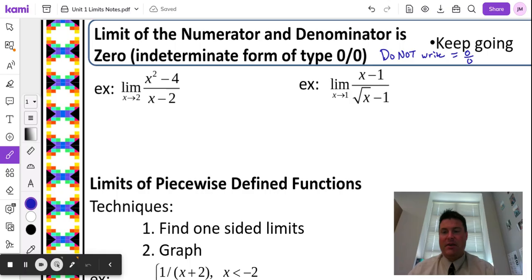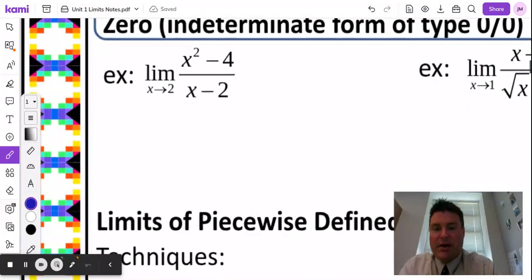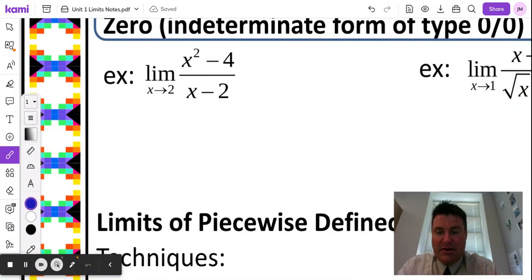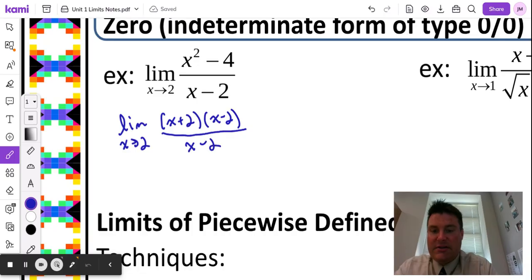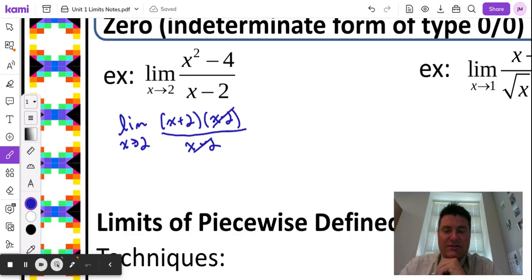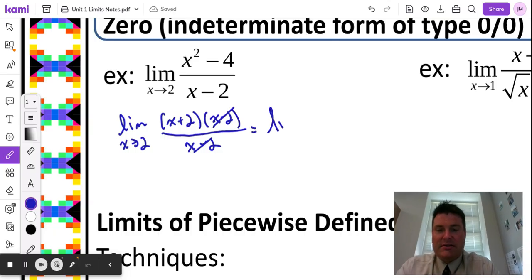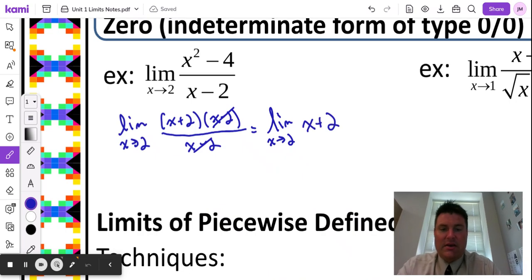So for the first one right here, you can clearly see that our numerator will get us a 0. Our denominator gets us a 0. So what we want to do here is we want to factor this. So we're going to limit as x approaches 2 of x plus 2, x minus 2, all over x minus 2. So we're going to have the term on the top and bottom cancel out for x minus 2, and we're left with just the limit as x approaches 2 of x plus 2. And now we can do a direct plug-in of 2 plus 2, which is 4.